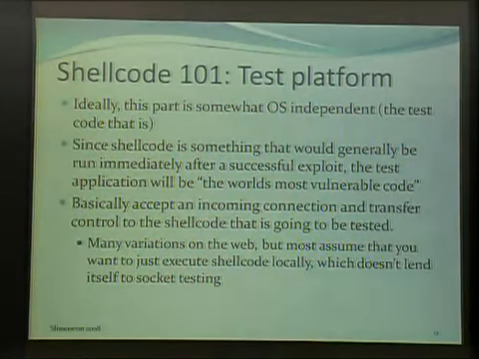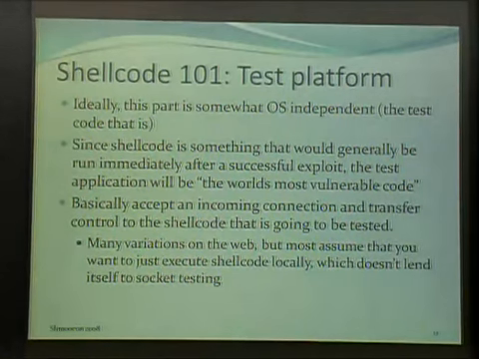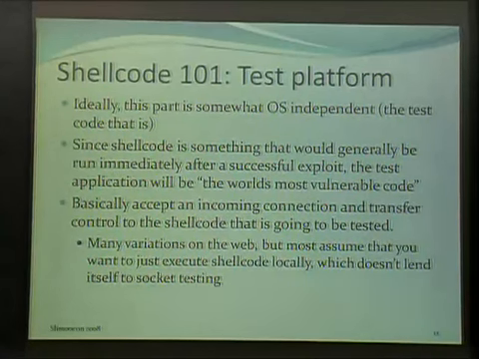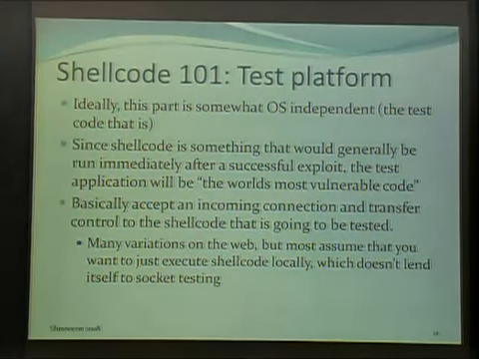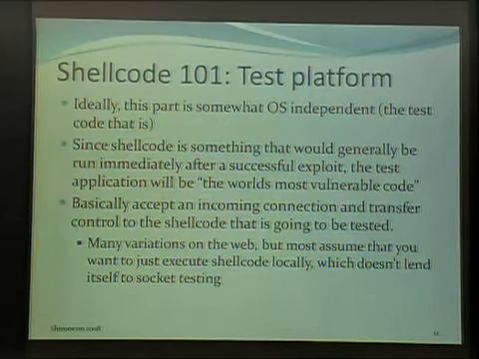Since the shellcode that we're generating is usually what you're going to run immediately after an exploit, our test platform is basically going to be the world's most vulnerable code. And by this I'm not talking about some hugely popular mainstream OS that somebody would call the world's most vulnerable code. We're talking about an application that basically all it does is jump to the code that you want to run. And then for network testing, we want to accept an incoming connection and then immediately transfer control.